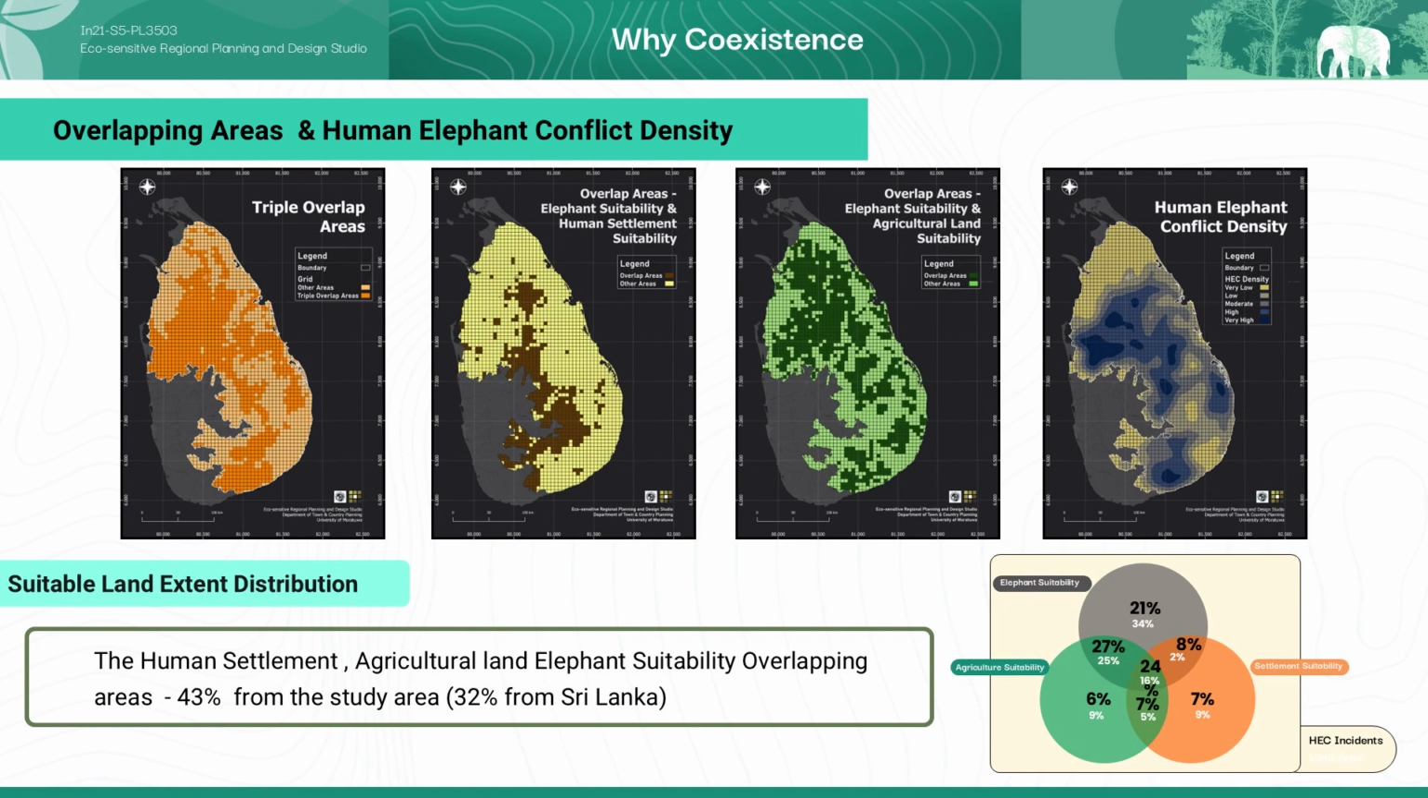We selected coexistence because of the overlapping of human-elephant conflict density. As this Venn diagram shows, 43% of suitable lands overlap with human settlements, agricultural lands, and elephant habitats. Due to that, we cannot allocate these lands only for humans or only for elephants.